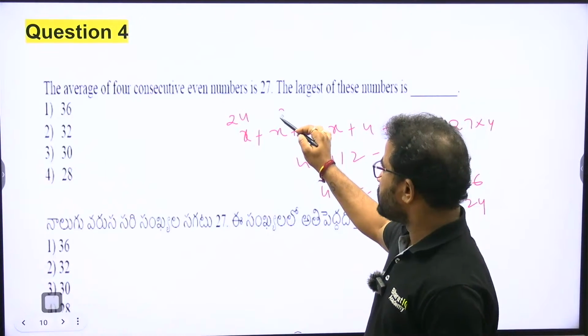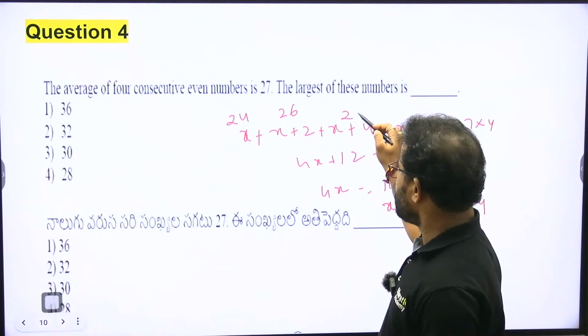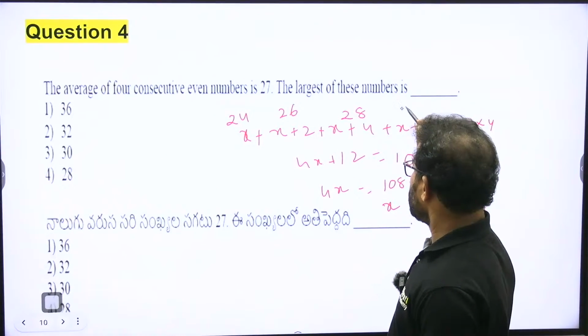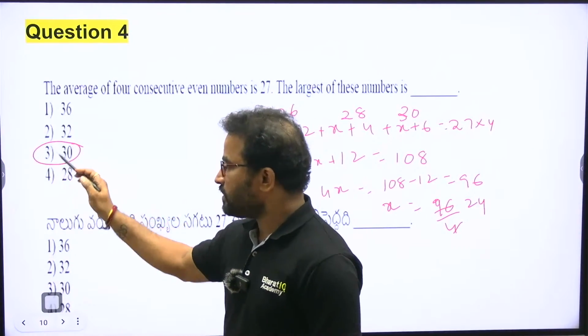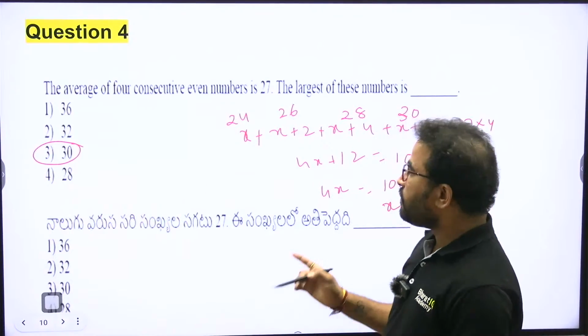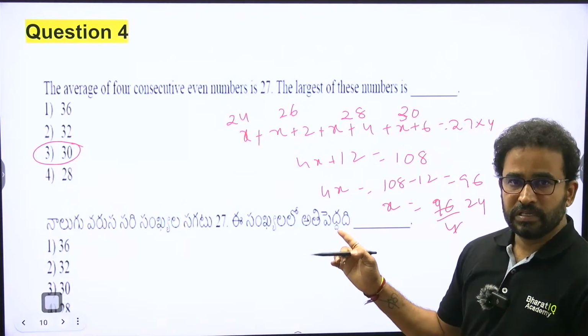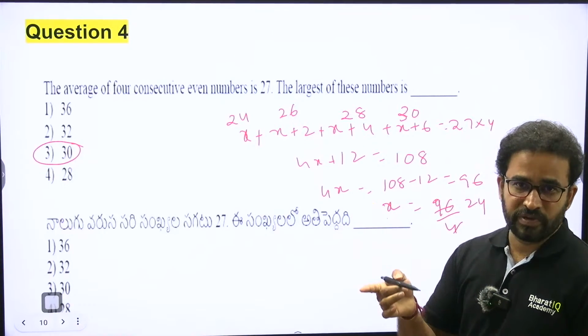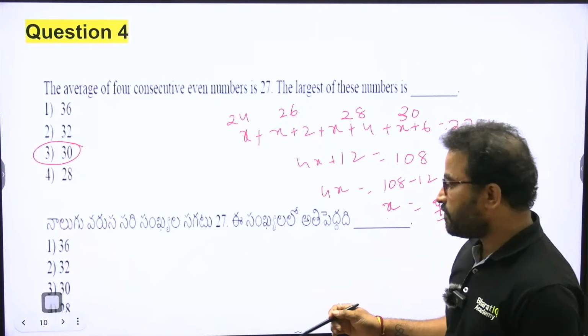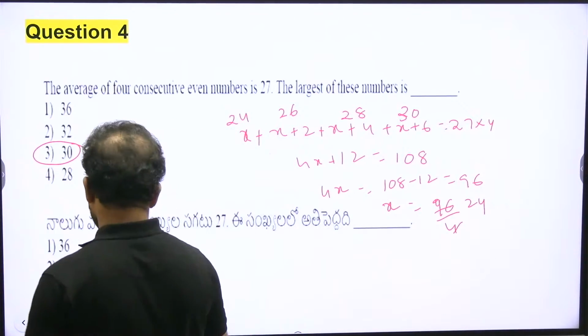The numbers are 24, 26, 28, and the next one is 30. So the largest of these is 30. But never work this way in the examination. This is the traditional approach. Though we get the answer with the traditional approach in 1 minute, it is better to work with shortcut methods. You need to remember that.